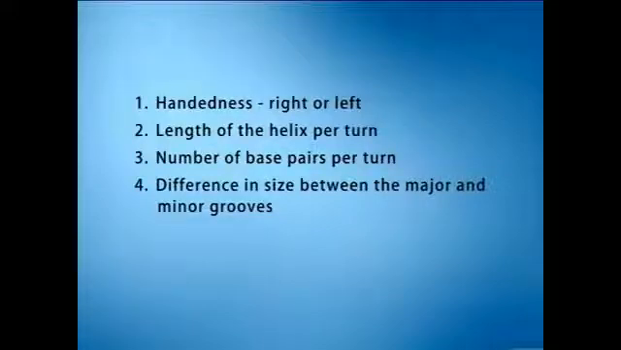Number 2, length of the helix per turn. Number 3, number of base pairs per turn. And number 4, difference in size between the major and minor groves. The common tertiary structures of DNA are supercoiled DNA and various forms of chromatin structure.